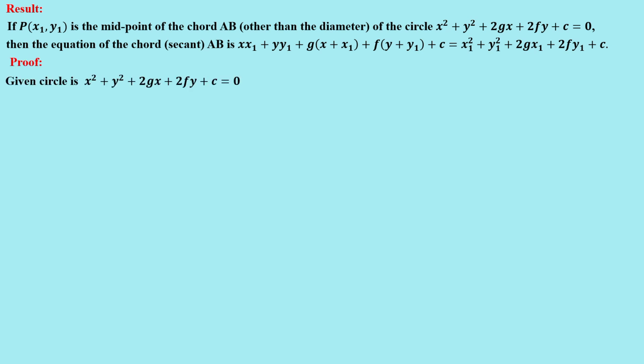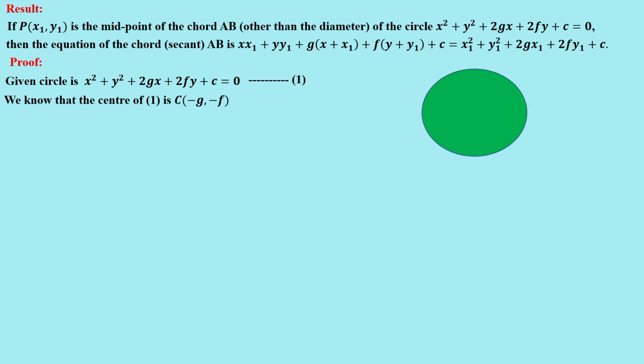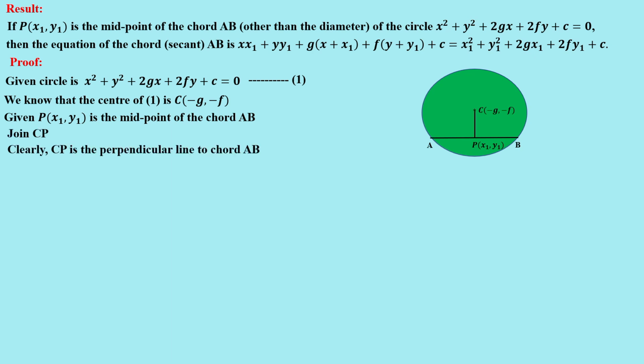We'll see the proof. Given circle equation is x² + y² + 2gx + 2fy + c = 0. That is equation number 1. We know the center of the circle is C(-g, -f). Given P(x1, y1) is the midpoint of the chord AB. So draw a chord AB. So P(x1, y1) is the midpoint. Join CP. Clearly CP is perpendicular to the chord AB, because P is the midpoint. From C the perpendicular distance is nothing but CP.